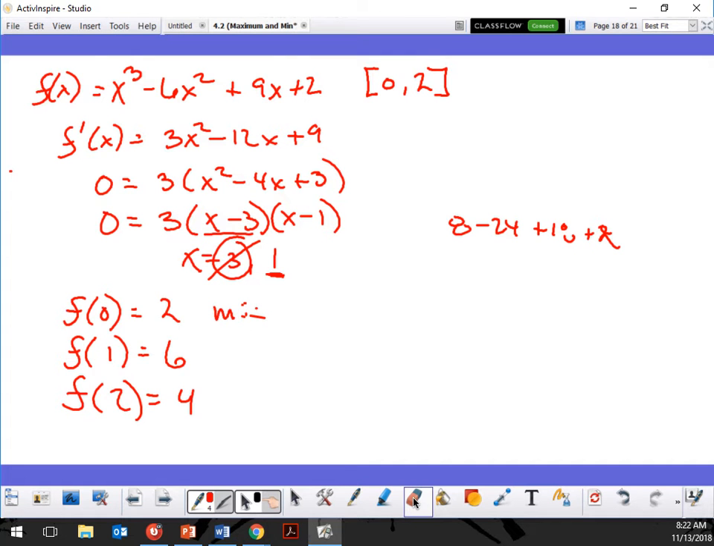Wow. Come on, board. Come on. You can do it. All right. Okay. So this is my min and this is my max. ¿Está muy fácil? Yeah. Sí. Sí. Está muy fácil.